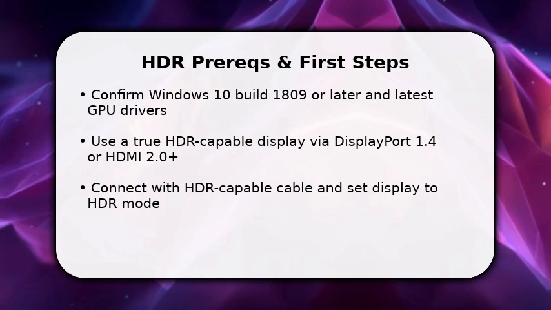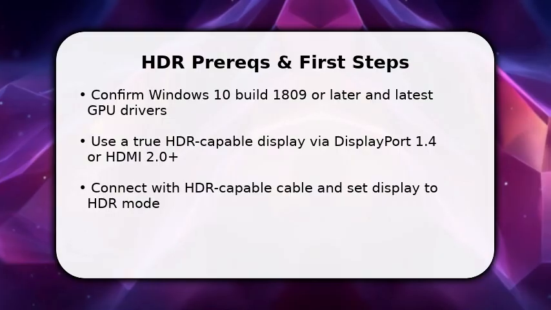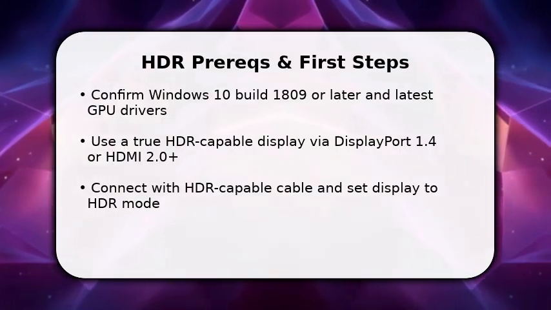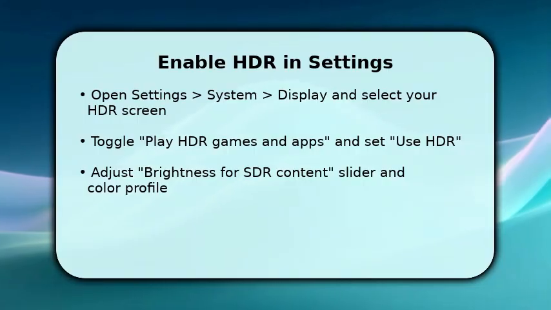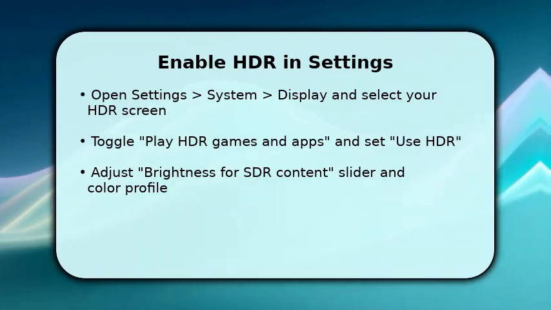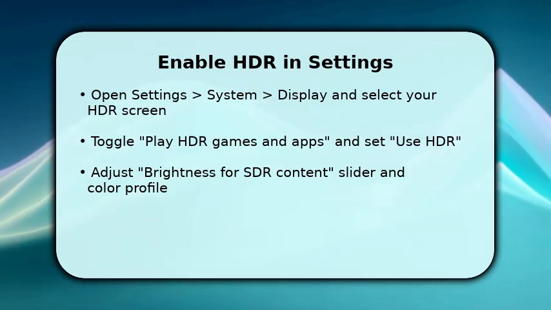Next, sign into Windows and open Display Settings so you can flip the HDR controls. Do this now to continue. You now enable HDR. Open Settings, go to System then Display, and select the HDR-capable monitor. Once selected, toggle on Play HDR games and apps. This allows apps to request HDR output.